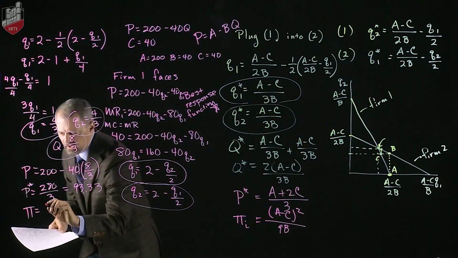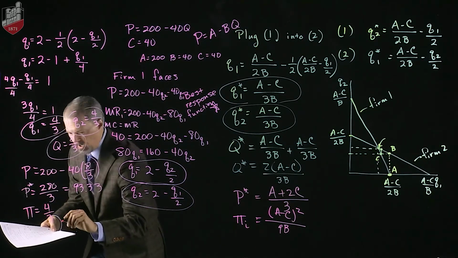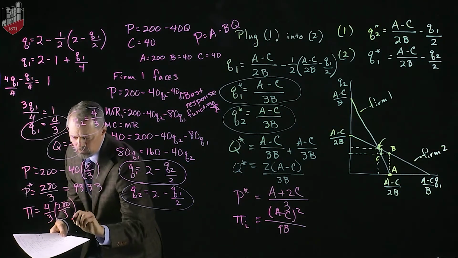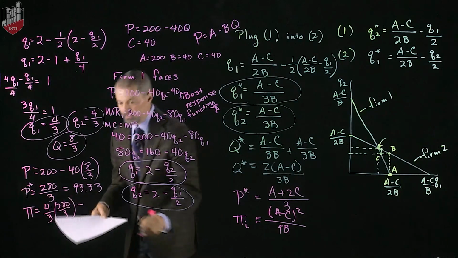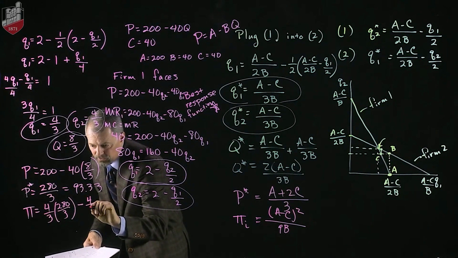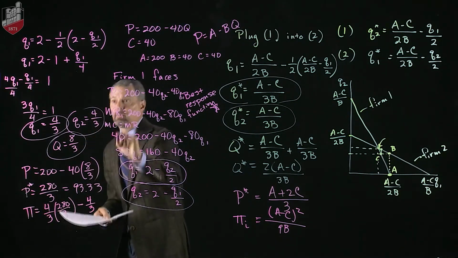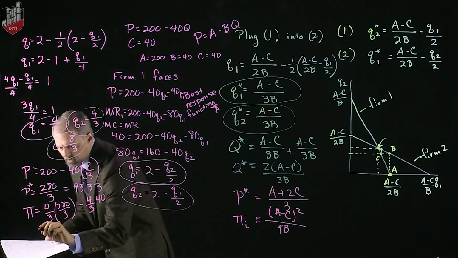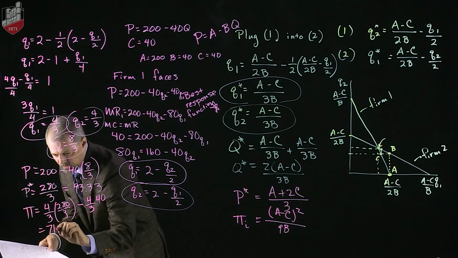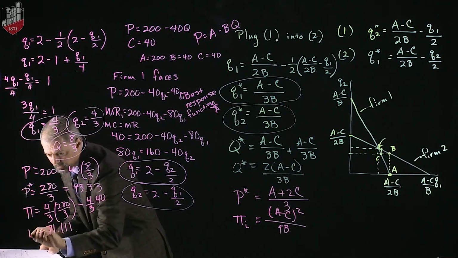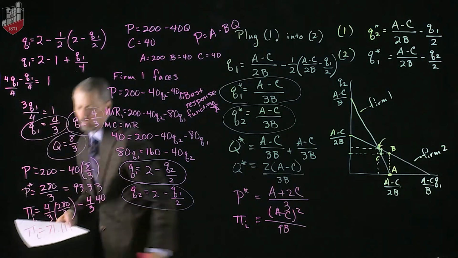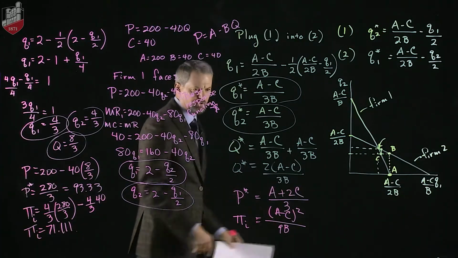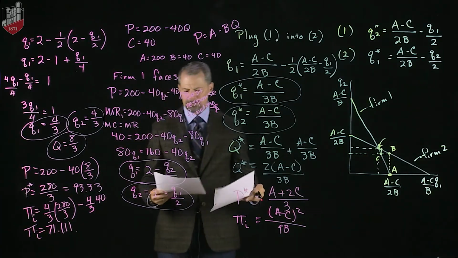But it's going to be the quantity 4/3 times price, which is 280 over 3. There's total revenue. Minus total cost would be the quantity that they produce, 4/3, times my marginal cost, which would be 40. Our profit would be 71.111. There's profit for firm I. And again, if you were to plug in A, B, and C into these, you can verify that those are correct.